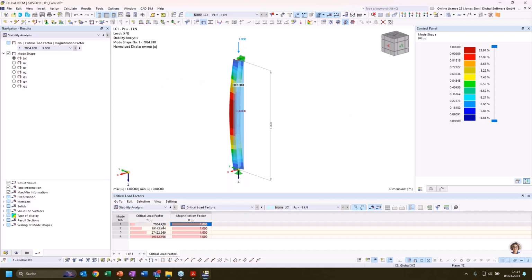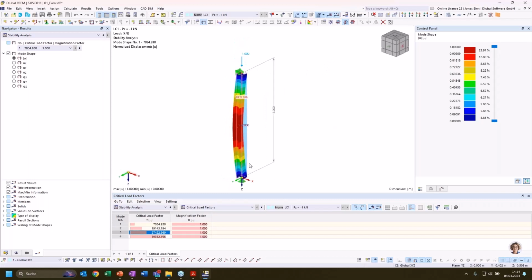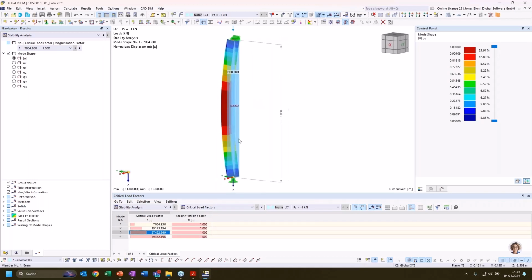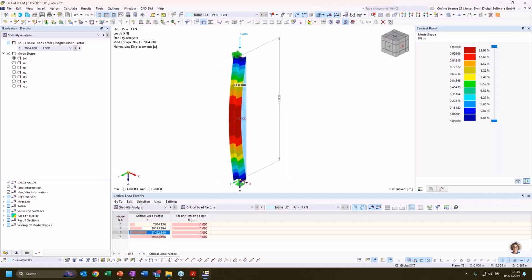Okay, so we can go through the 4 eigen modes here by clicking the table entries, or also go through the entries in the drop-down menu. And we can see the first eigen mode that is presented to us would resemble buckling of our I-beam around its weak axis. And it's doing that in a symmetric way. We have a simply supported beam here, so that looks as expected.